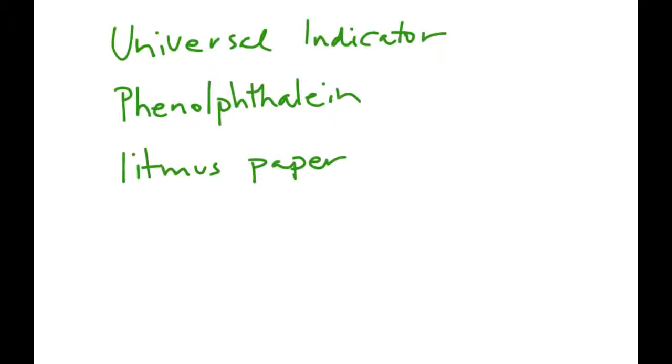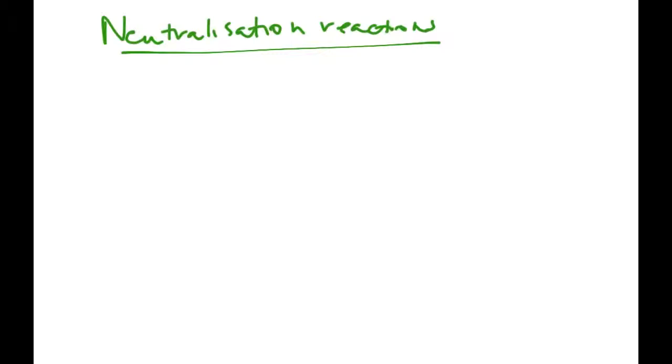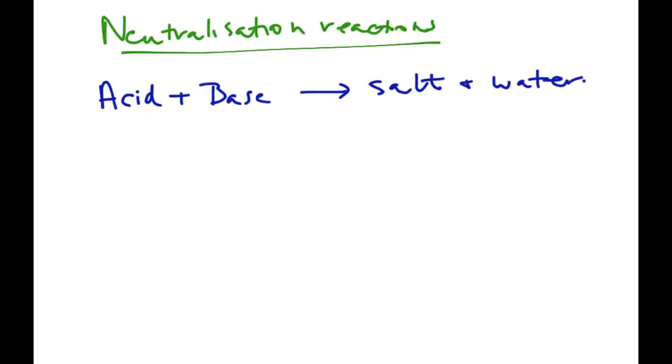So let's finish up this tutorial looking at acid-base neutralisation reactions. Like all the other reaction types we've looked at, there's a general equation to describe any acid-base neutralisation reaction, and it's this. An acid plus a base will react together to make a salt plus water. And a common example, hydrochloric acid plus sodium hydroxide will make the salt sodium chloride.